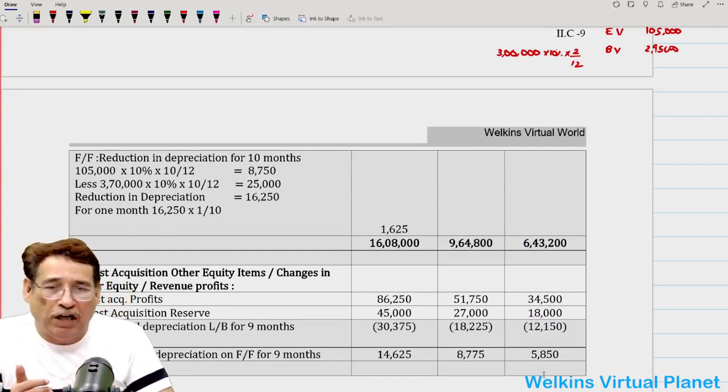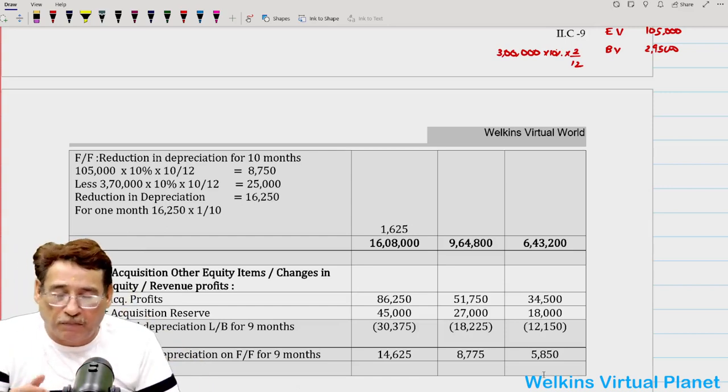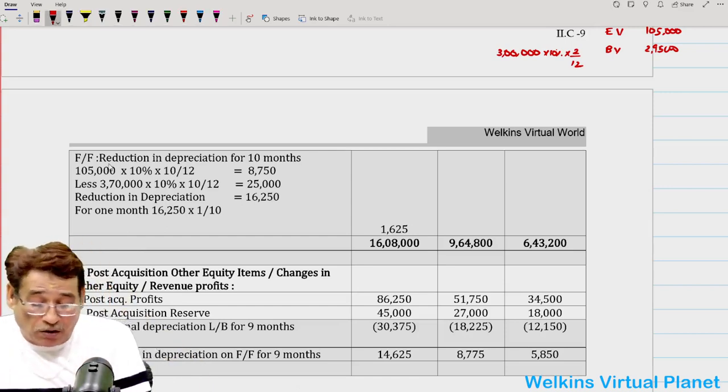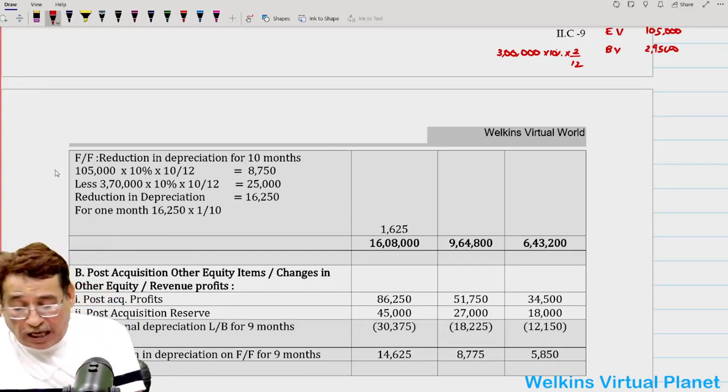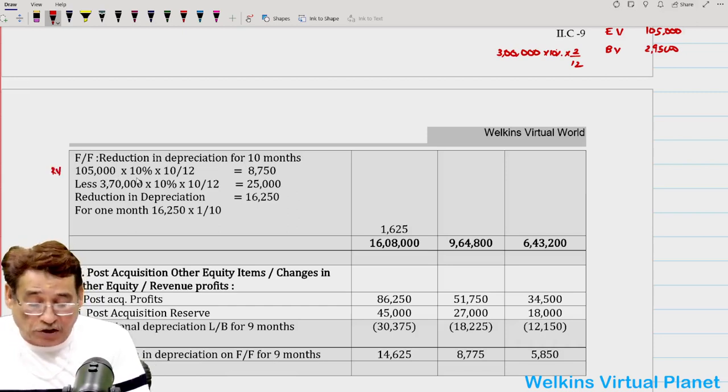In case of up-valuation, we find what we call additional depreciation. So in order to find reduction in depreciation, remaining months are 10 months. First of all, I will take the revised value. The revised value is 1,05,000. I will charge 10% for 10 months, 8,750.